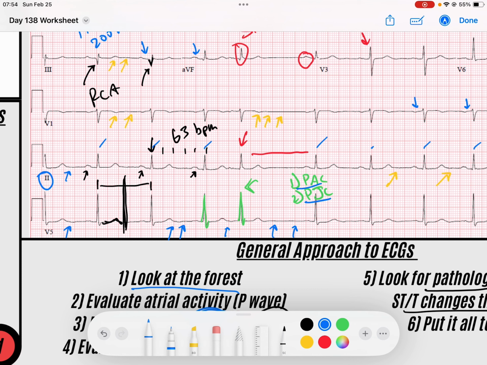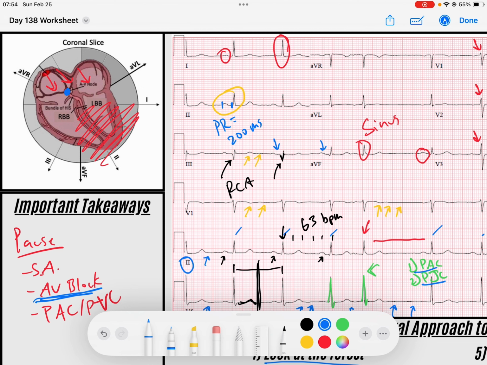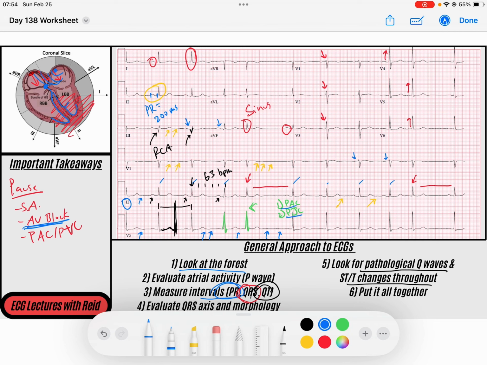So the next thing we need to do is look for a P wave in front of this narrow complex rhythm. Because we know that if it's narrow complex and looks the same as normal, it's because it's going down our His-Purkinje system. And so I know that if I can find a P wave in front of it, then I can tell that this is a premature atrial contraction.